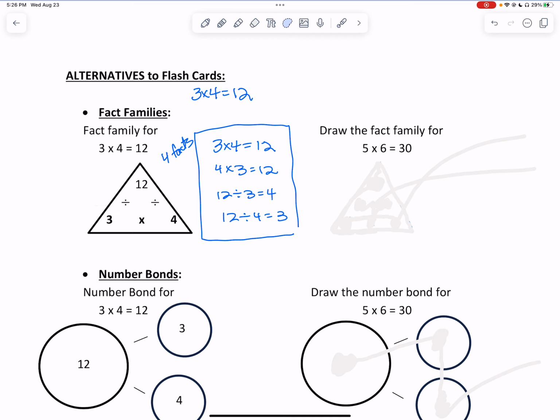Okay, so what would this fact family card look like for 5 times 6 equals 30? Well, your 30 is going to go up in the top of your triangle, and the 5 and 6 are going to go at the bottom. And then you'll put a times, because 5 times 6 is 30, and then put division in between the 30 and the 5 and the 30 and the 6, because 30 divided by 5 is 6, 30 divided by 6 is 5. So this is a great alternative to flashcards.